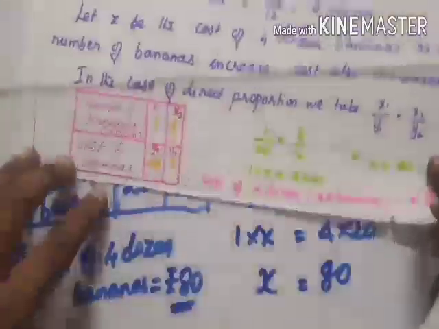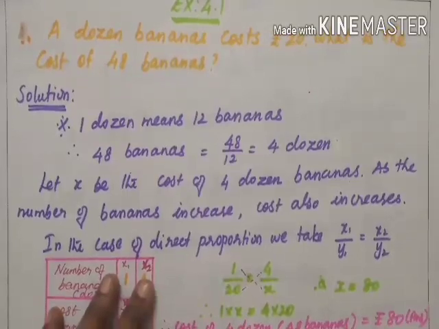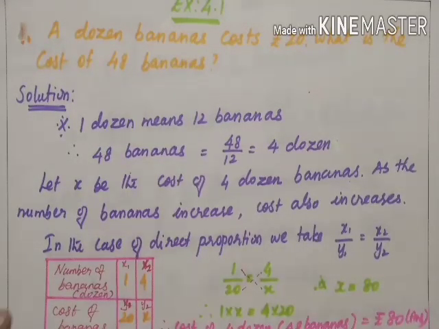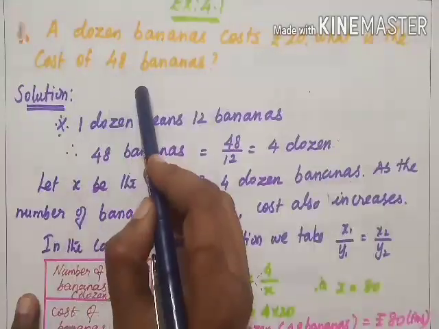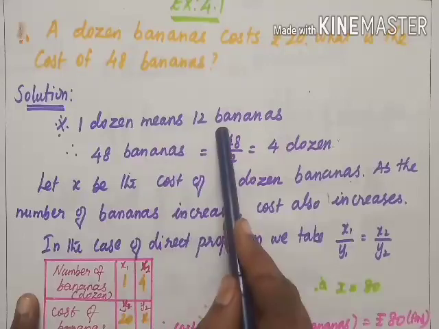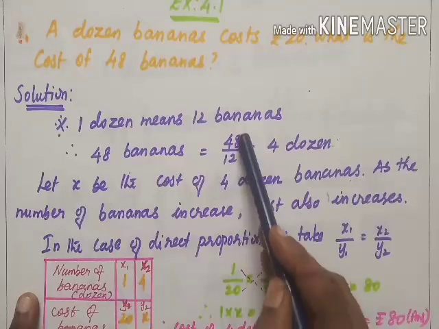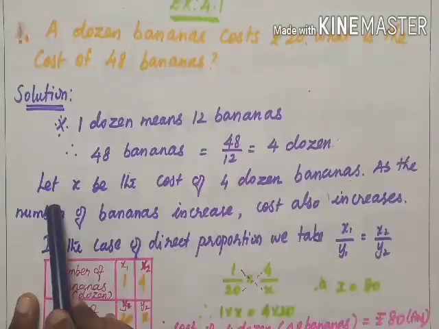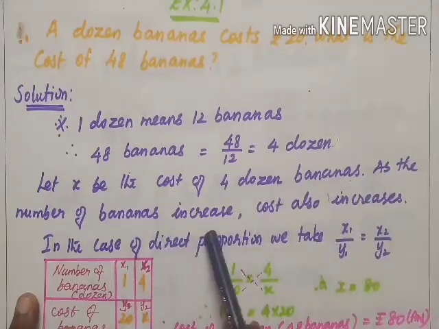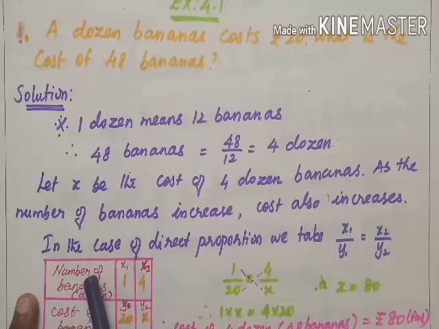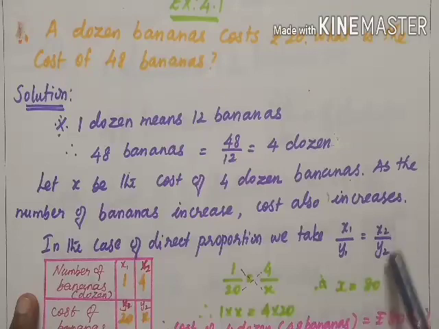Listen here. I am going to explain the question one more time. A dozen bananas cost rupees 20. What is the cost of 48 bananas? 1 dozen means 12 bananas. So 48 bananas, I convert it to dozens: 48 divided by 12 is 4 dozen. Let X be the cost of 4 dozen bananas. As the number of bananas increases, cost also increases. In the case of direct proportion, we take X1 by Y1 equal to X2 by Y2.